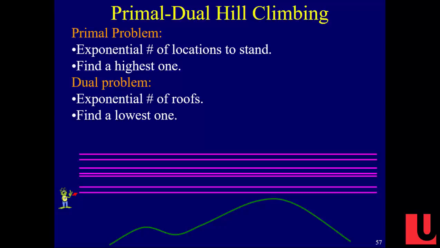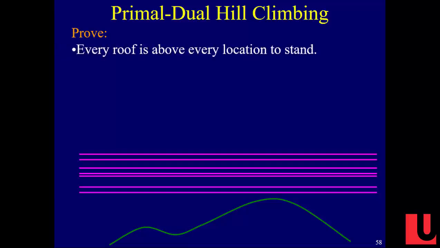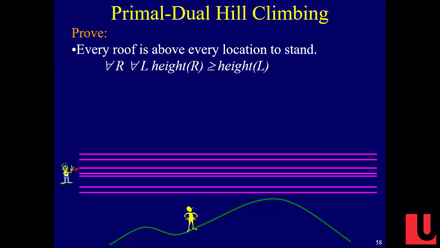And we do this so that you can see it pictorially, the difference. Really, this is going to be max flow, and this is going to be min cut, all right? But this is a picture, and you know I like pictures. So there are various things that we need to prove, all right? The one thing we need to prove is that every roof is above every place to stand. So you take an arbitrary roof and an arbitrary place to stand, and you have to prove that the roof doesn't go through the land, right? The roof is somehow above.